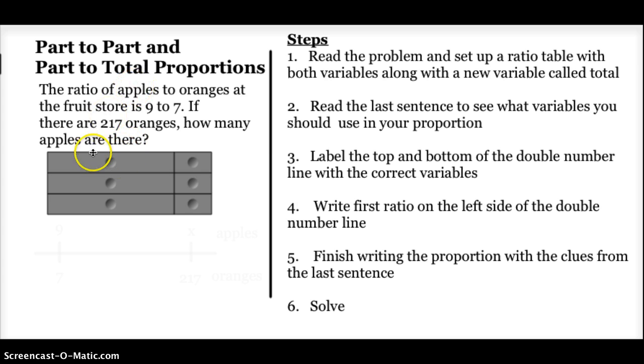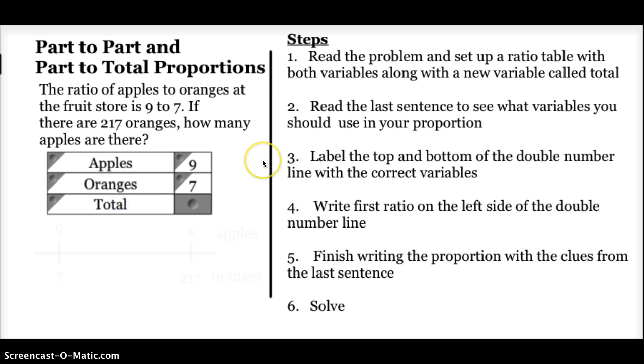From the first sentence, I can see that the two variables I'm going to be looking at are apples and oranges. And I know that there's going to be 9 apples for every 7 oranges. And I also know that the third variable that they want me to set up is going to be total. And if I have 9 apples and 7 oranges, I'm going to have a total of 16 apples and oranges.